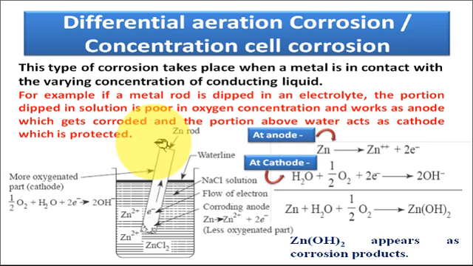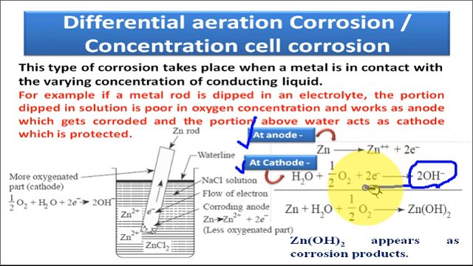You must remember that the less oxygenated part will always behave as the anode and oxidation takes place at the anodic part, while the more oxygenated part will always behave as the cathode and reduction takes place at the cathode. Since this is oxygen corrosion or differential aeration corrosion, at the cathode the reaction will always be the absorption of oxygen and generation of hydroxyl ions. These ions will finally combine with the zinc ions and form the corrosion product zinc hydroxide.